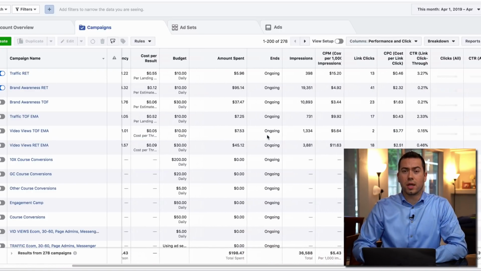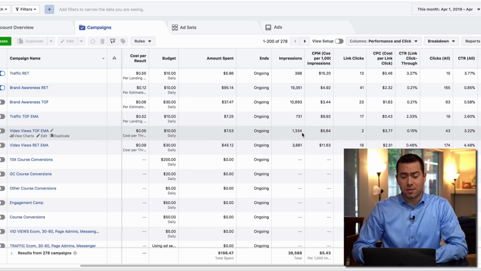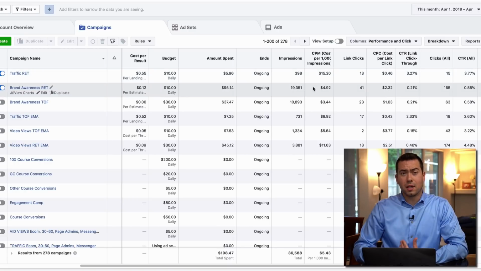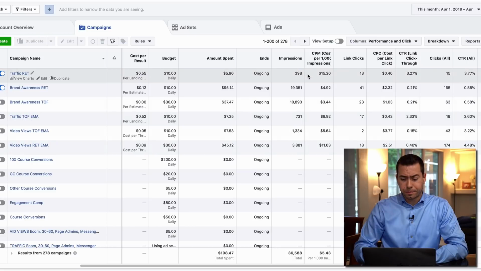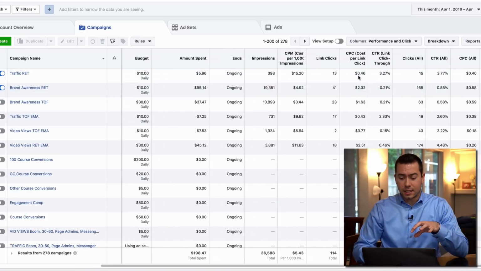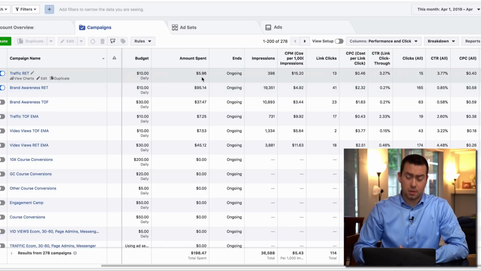And by the way, I'm constantly bouncing around from their little preset columns to gauge the effectiveness of my ads. So right now we're just going to look at performance and clicks, and we're going to compare these different campaign objectives that I have in here. Now this is only for the month of April, so I've been running traffic, brand awareness, and then video views down here. So comparing traffic versus brand awareness, you can see here link clicks, we got 13 here, we got 41 here, and the cost spent is pretty different.